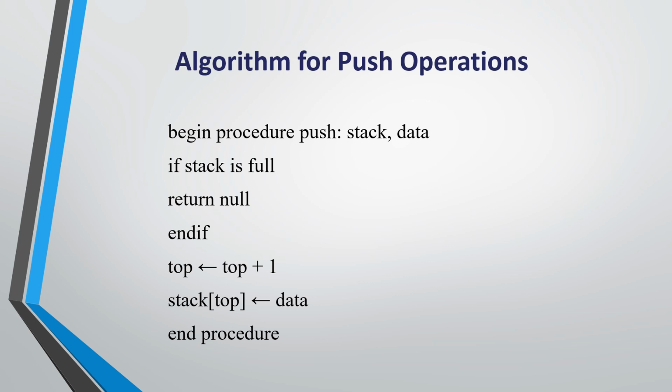To recall, first, before insertion, we are going to check whether the stack is full. If it is full, we are going to return null, and the block of statements is going to end here. And if this condition is false, definitely we can understand that there is some space in the stack to insert a new element. And before inserting an element, we have to increment the top pointer by 1, and the data will be inserted into the stack where the top is pointing, and this procedure is going to end here.